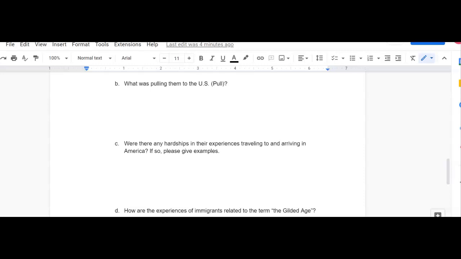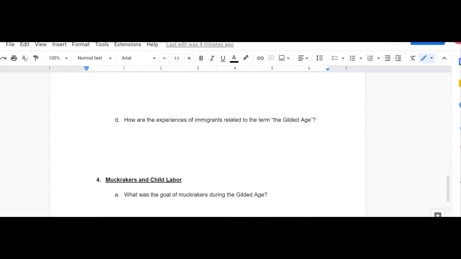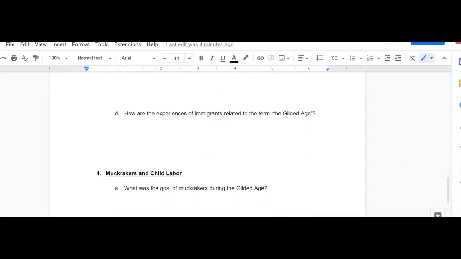Part C, were there any hardships in their experiences traveling to and arriving in America? If so, please give some examples. And then Part D, how are the experiences of immigrants related to the term the Gilded Age?